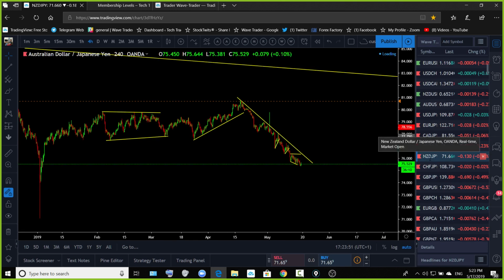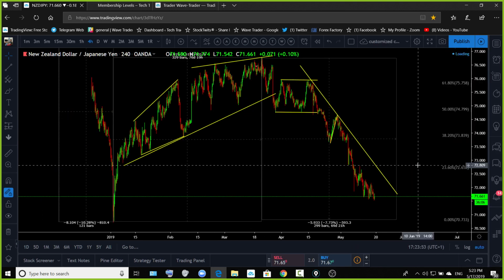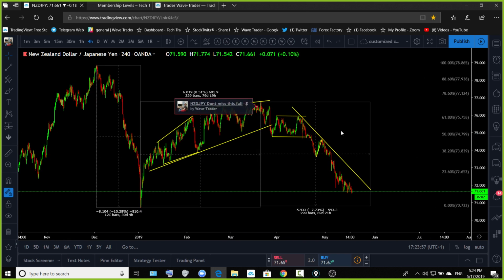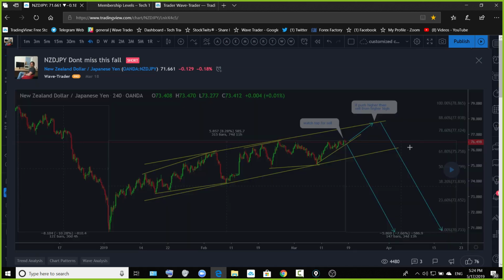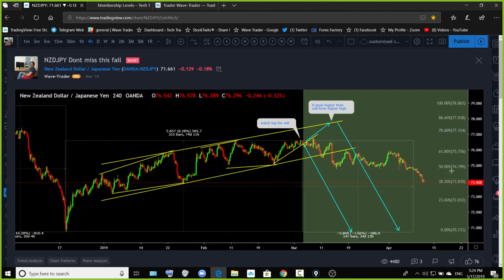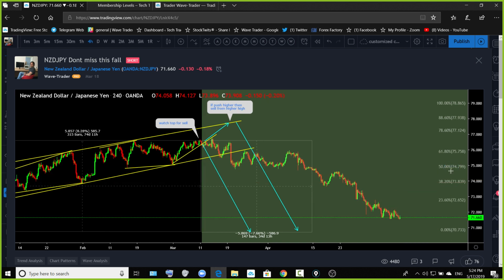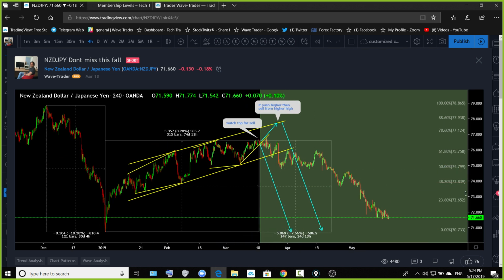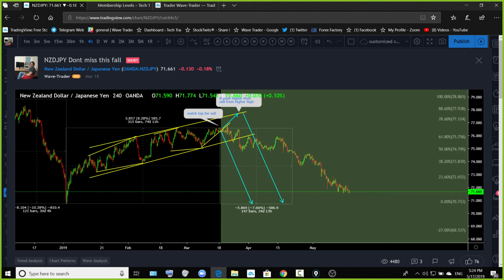Similar analysis on this pair. Correct and push for one more move down. We are still within that wave, so we're looking for that wave to hit the bottom. This corrective move to correct and go lower, or this trend to break out, correct, and reverse the trend.